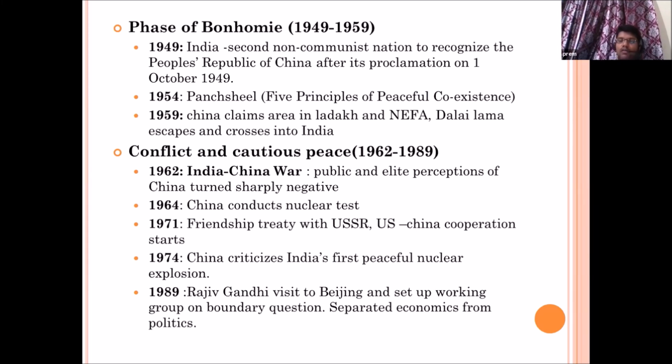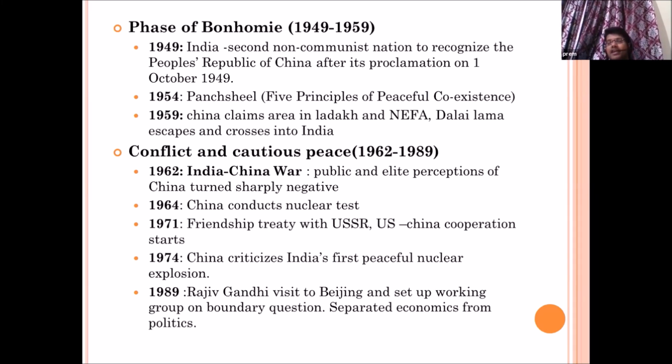And there was also the Cold War that was happening from 1945, and usually the Cold War is between democracy and communism. So in this aspect, if we see, China and India should actually start confronting each other from the start, but surprisingly that didn't happen. India and China actually had very good relations from 1949 to 1959. So that is why we call this phase the phase of bonhomie.